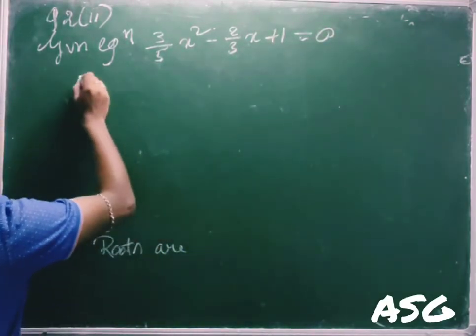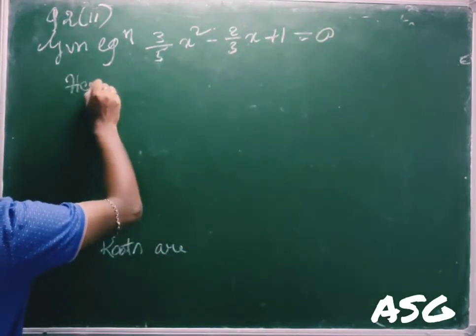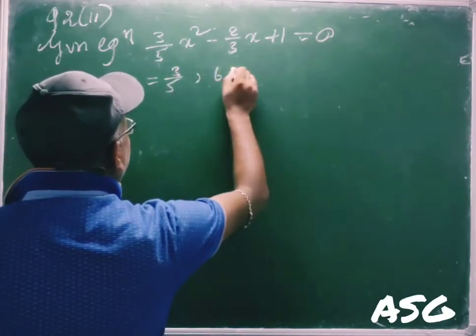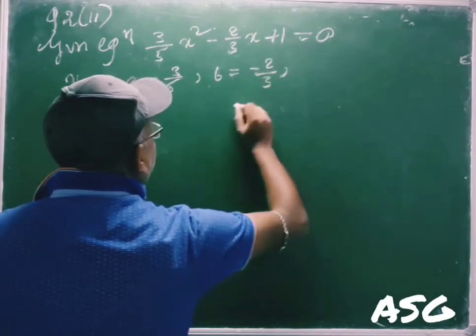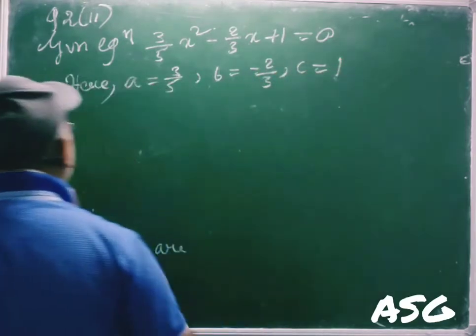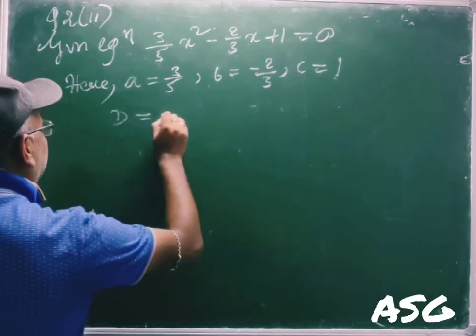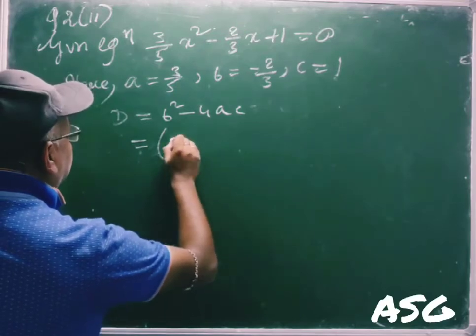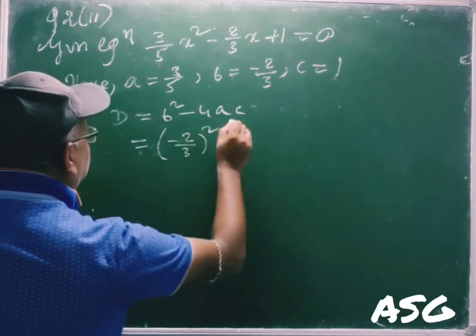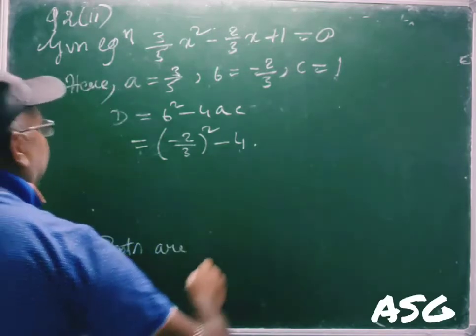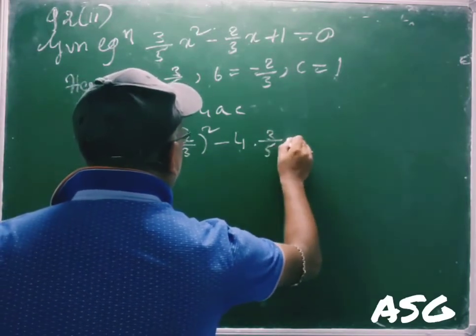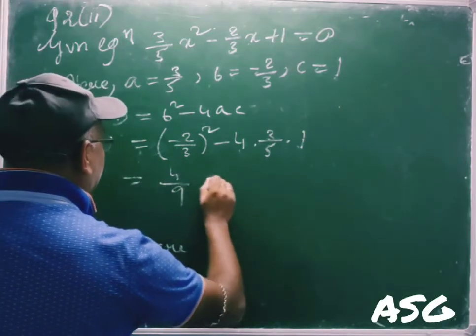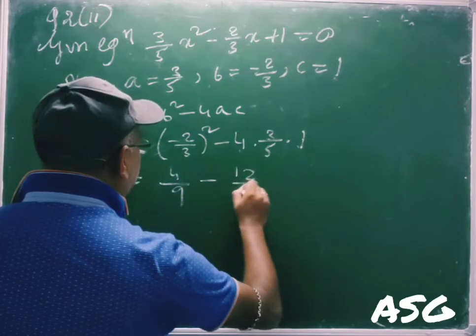From the previous knowledge, you can easily understand. Here, a equal to 3 by 5, b equal to minus 2 by 3, and c equal to plus 1. Now you find discriminant d, which is b square minus 4ac. So you put the values, which is minus 2 by 3, whole thing square, minus 4 into a, which is 3 by 5, into c, which is 1. Now minus square means plus, 2 square is 4 by 9, minus 4 3s are 12 by 5.